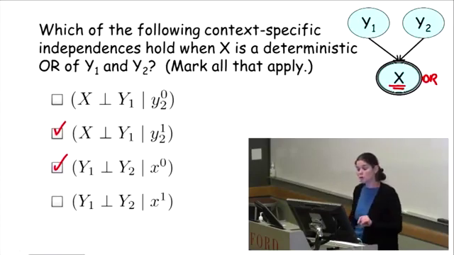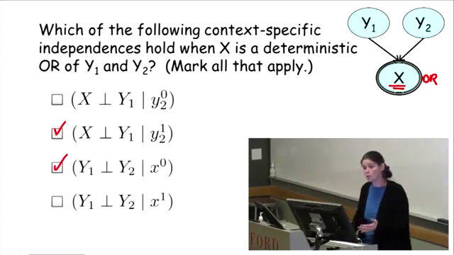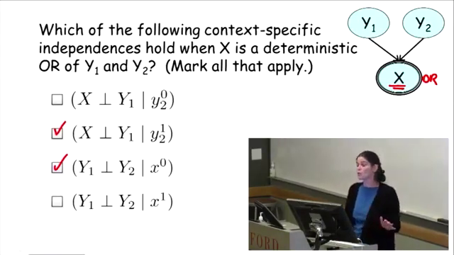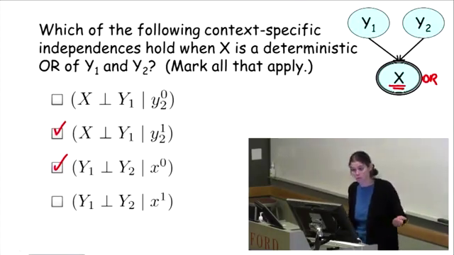And so here are two context-specific independencies that hold in the context of a deterministic CPD, neither of which would necessarily hold for a general purpose CPD of X depending on Y1 and Y2.